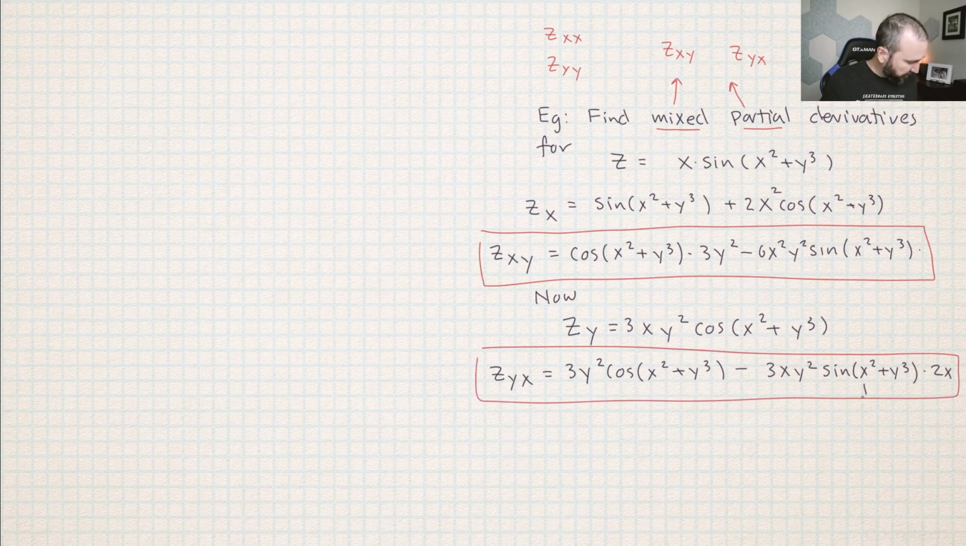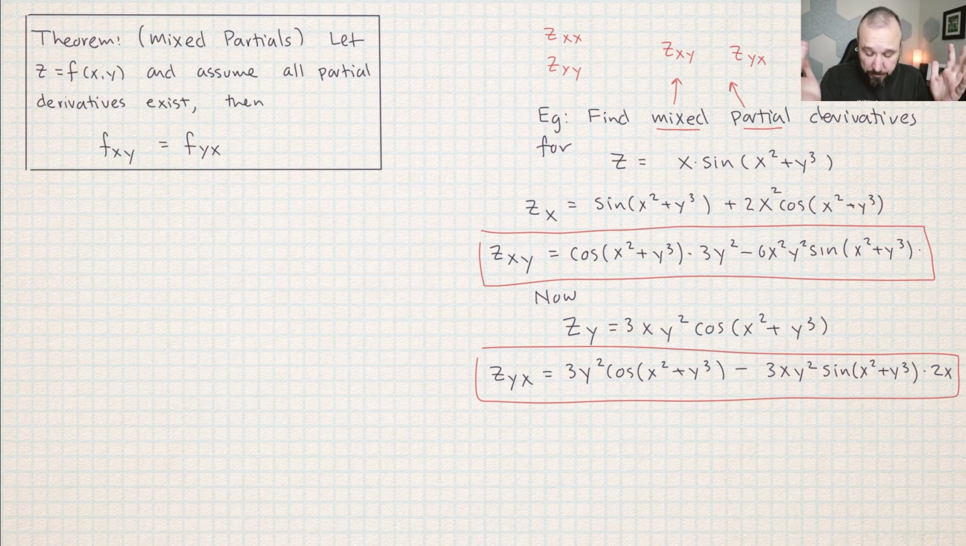And I want you to just have a look at these two expressions and see if you observe anything about them. That's right. They're equal to each other. And this isn't a unique phenomenon. This is actually an example of something that is true in general. I've seen this called Schwarz's theorem and Young's theorem before. Sometimes that's called the mixed partial theorem. And basically what it says is that the order doesn't matter.